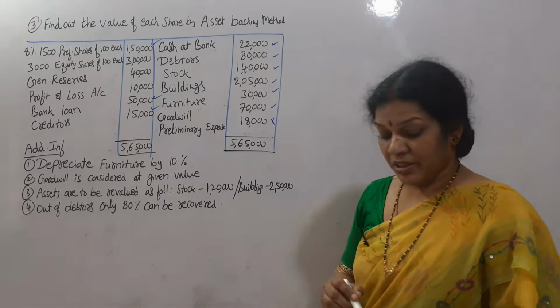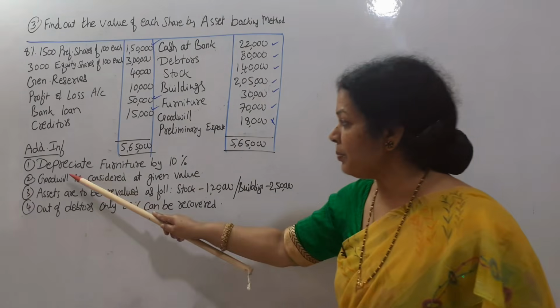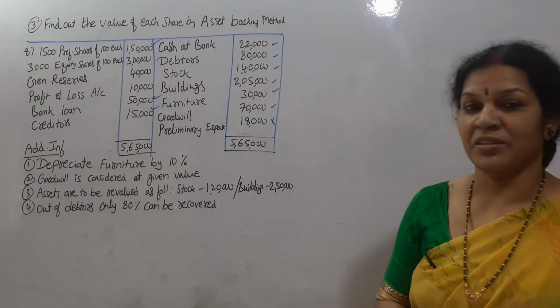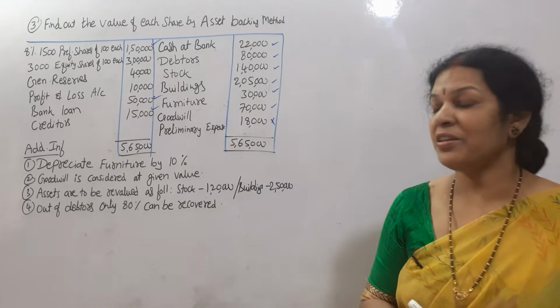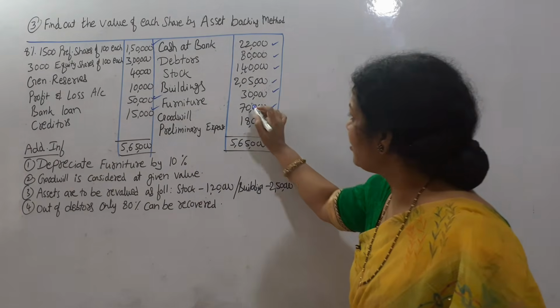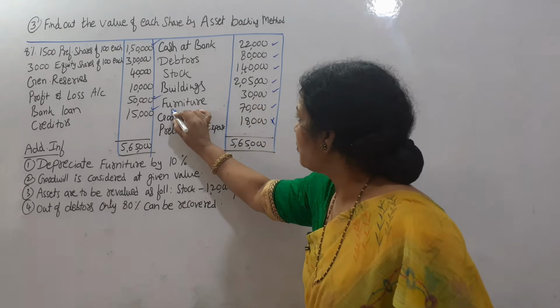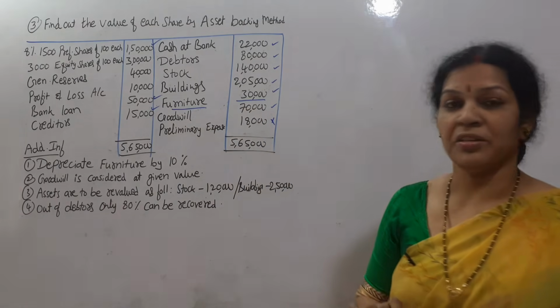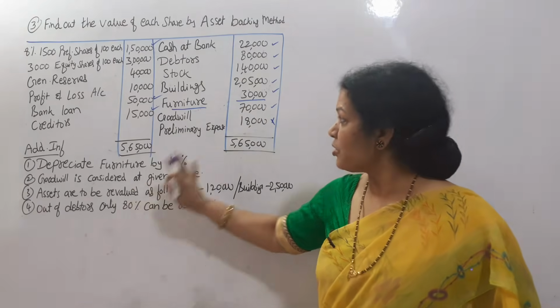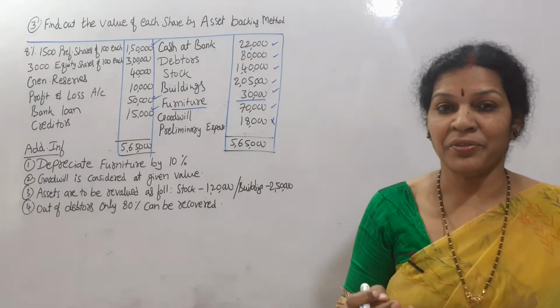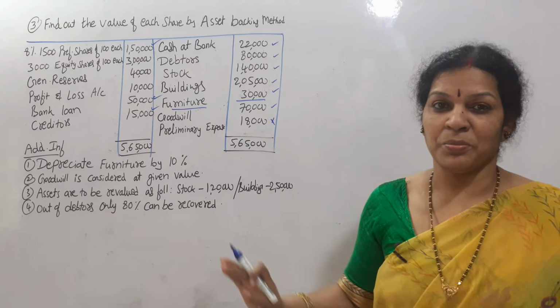Now what additional information is given? Depreciate furniture by 10%. There is an adjustment related to the furniture. Where is furniture? It is here. So for furniture there is an adjustment, depreciation. Just put a tick mark like this so that we will not forget to take this adjustment.